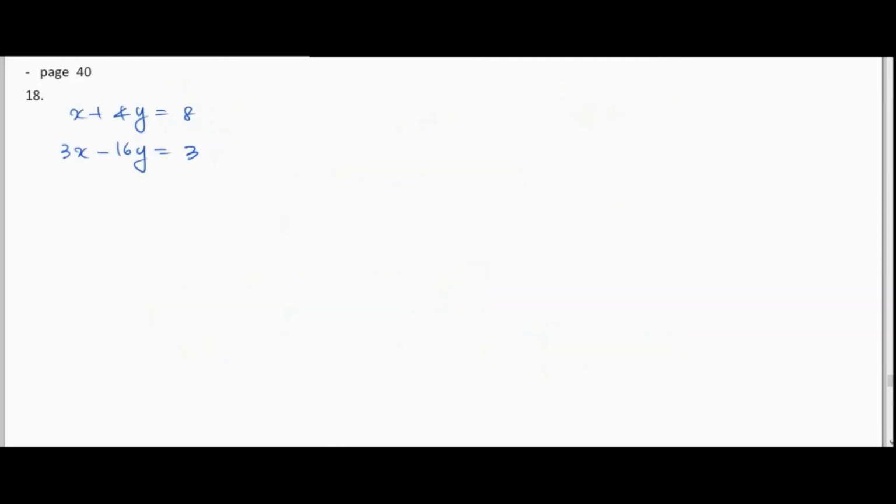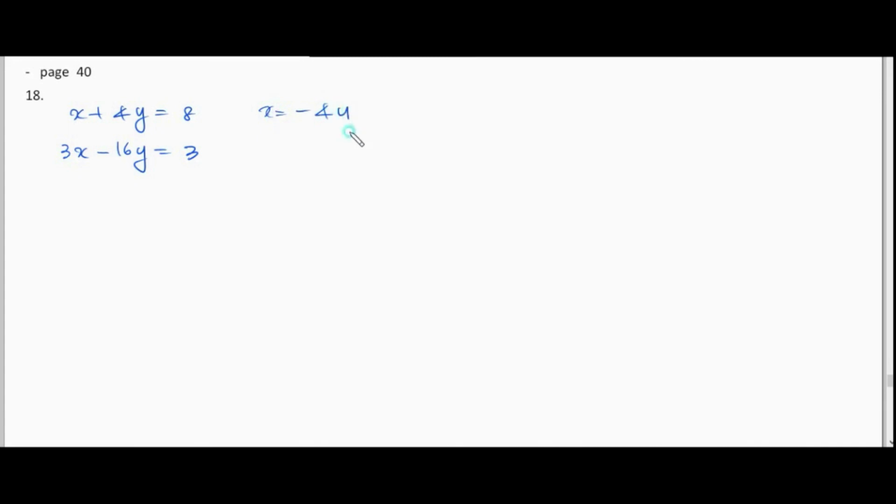This is question 18. In this question, it asks us to explain why you think the strategy that was presented in this lesson is called substitution, using the linear system x plus 4y equals 8 and 3x minus 16y equals 3 in your explanation. Since we just used the strategy of substitution until now for solving questions, I believe that you guys can solve it easily right now. And now let's go for the final review.